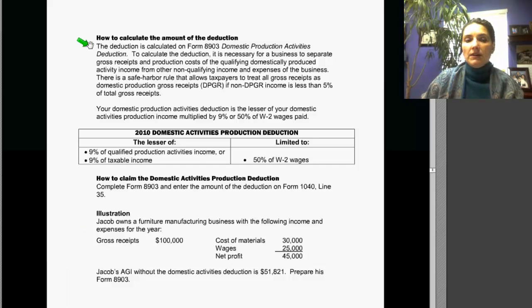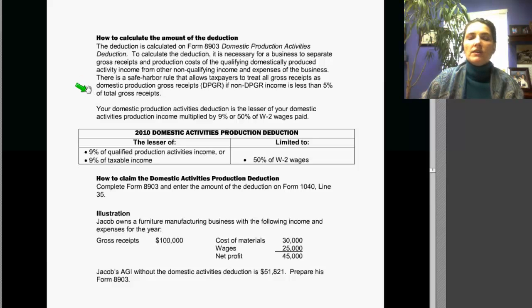So how do you calculate the amount of the deduction? The deduction is calculated on Form 8903, Domestic Production Activities Deduction. To calculate the deduction, it is necessary for a business to separate gross receipts and production costs of the qualifying domestically produced activity from other non-qualifying income and expenses of the business. There is a safe harbor rule that allows taxpayers to treat all gross receipts as domestic production gross receipts if non-DPGR income is less than 5% of the total gross receipts.